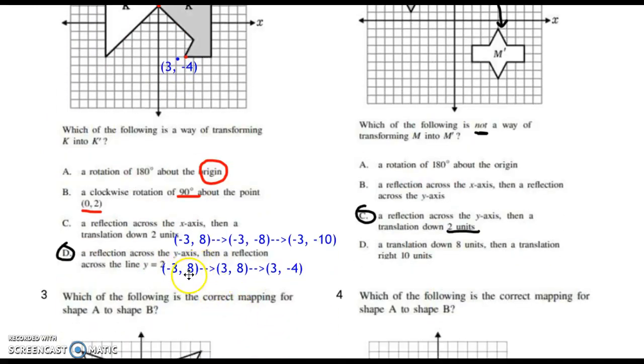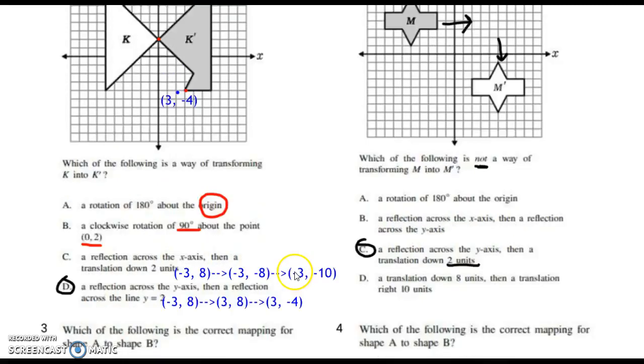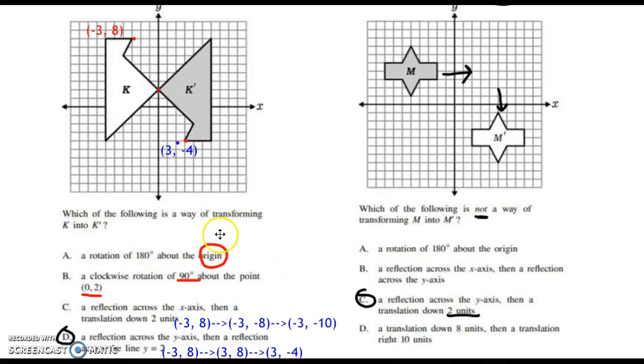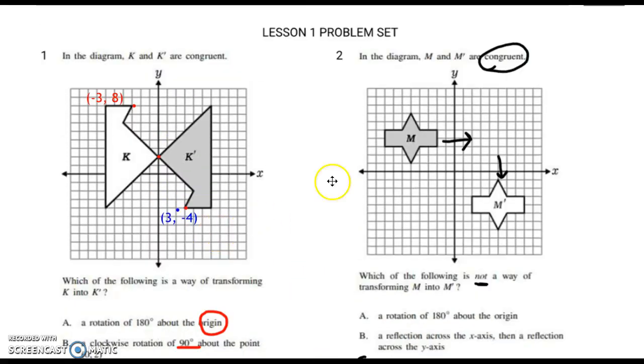Those translations down here, a reflection across the y-axis, which means the x value changes, and then a reflection across the line y equals 2 means we count the spaces between 2 and 8, the y value, and then we go the same distance the other way. So that's a distance of 6. We go downwards by 6 to -4, and we can see that that is the point that we found here. So that's choice D.